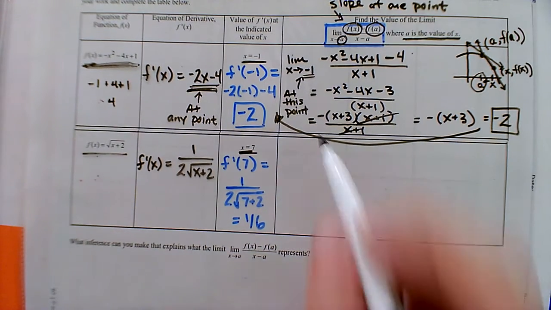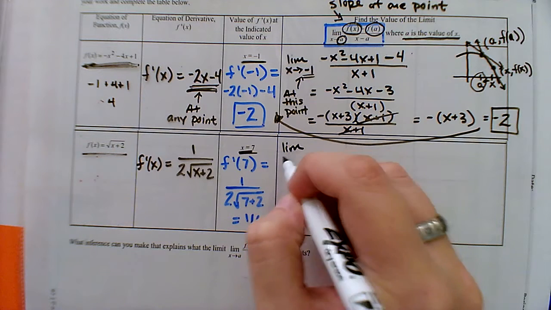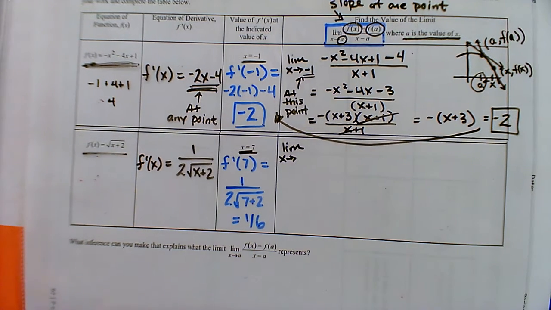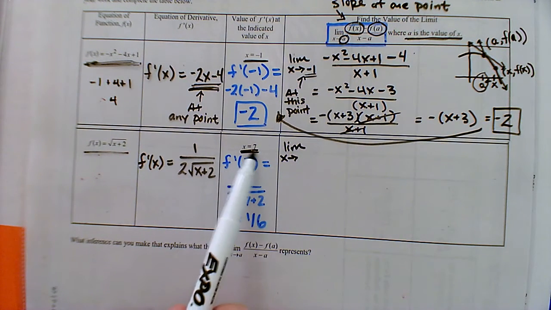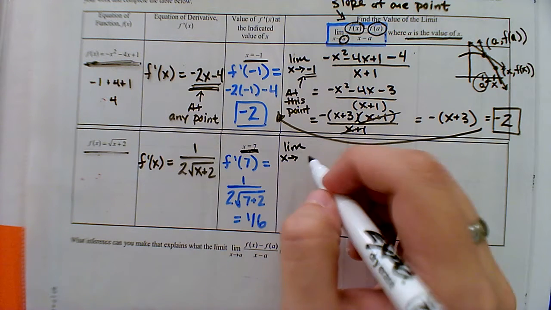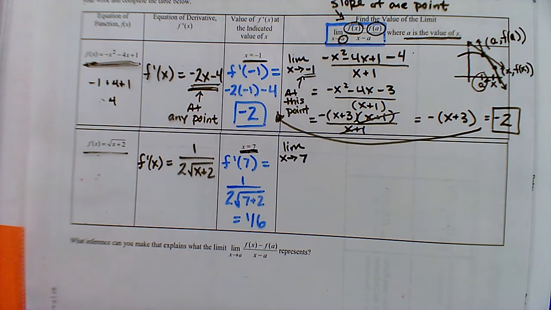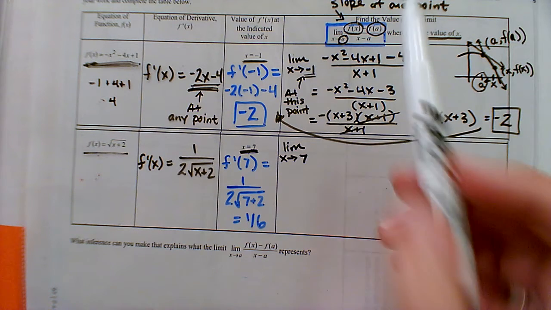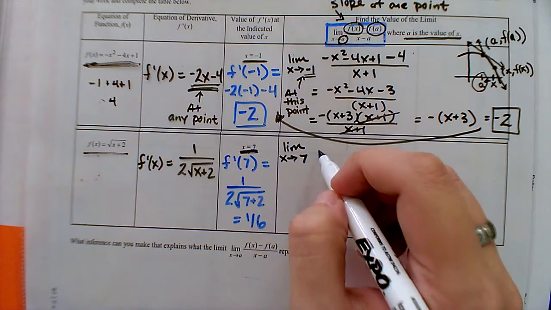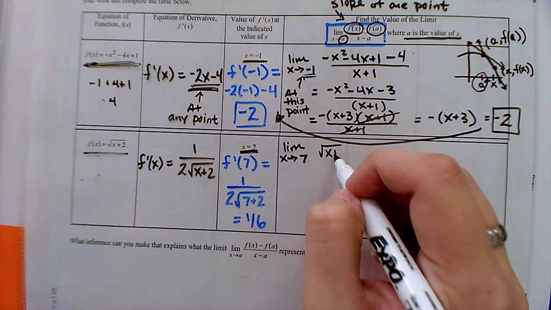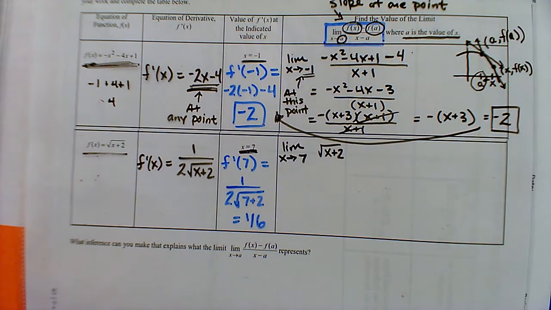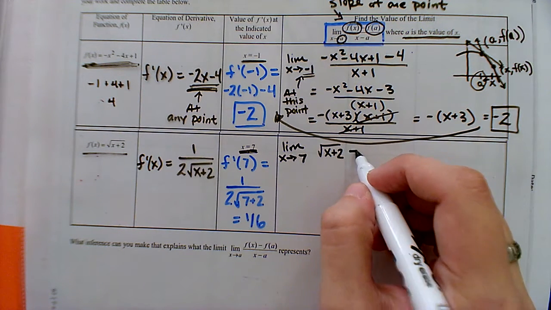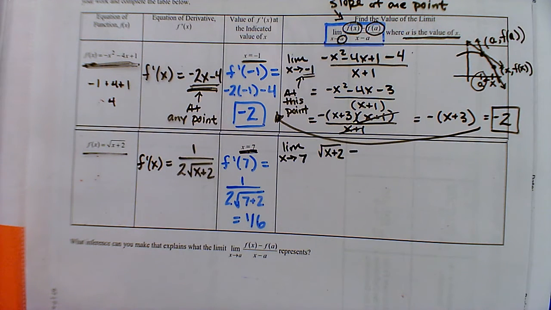Okay, let's try another one here. The limit as x approaches, in this case our specific spot of interest was 7. So based off this new limit, we're going to take the original function, which was the square root of x plus 2, and we're going to subtract f of a.